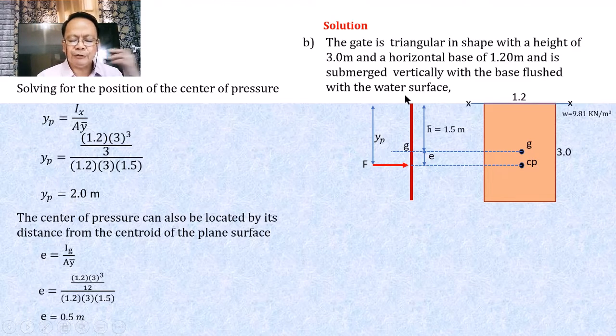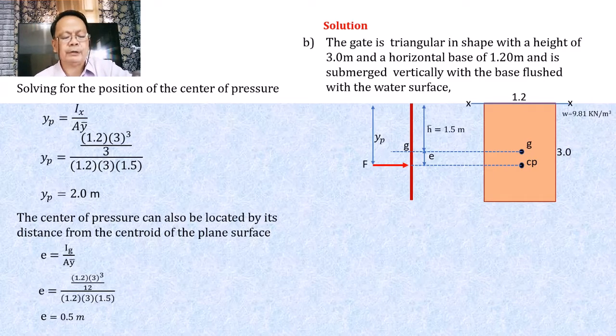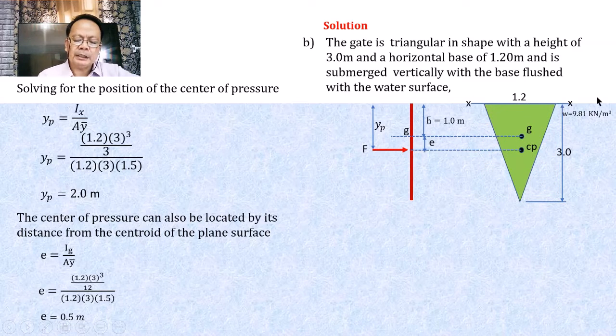So, pakita natin yung triangle. Ano? Dito na siguro gawin natin, palitan lamang natin siya ng triangle. Ito yung nangyari. Ang ganda ng senaryo. Nagpalit siya ng figure. Yung ating figure, naging triangle. The base of 1.2 is flush with the liquid surface. The height is 3.0. Here is the centroid of the triangle, and we know that the centroid is equal to 1.0. So we'll be looking at the value of E, Y sub P, and the magnitude of F.